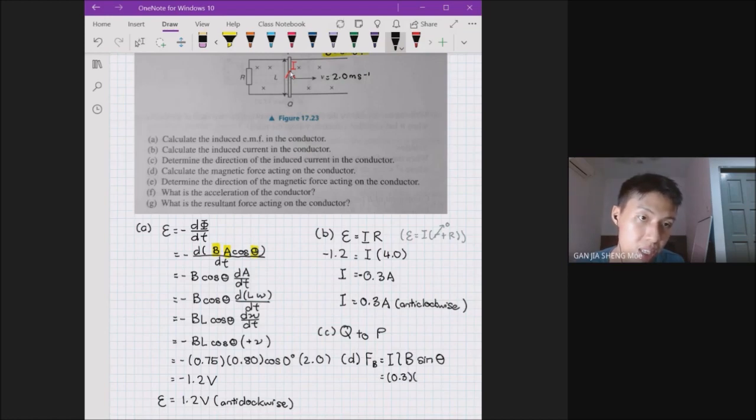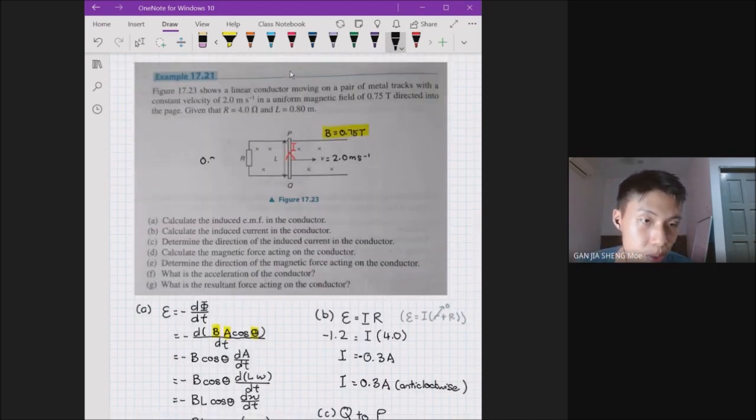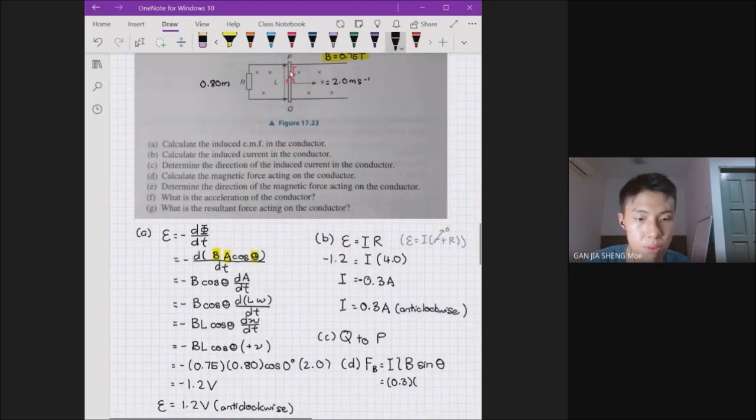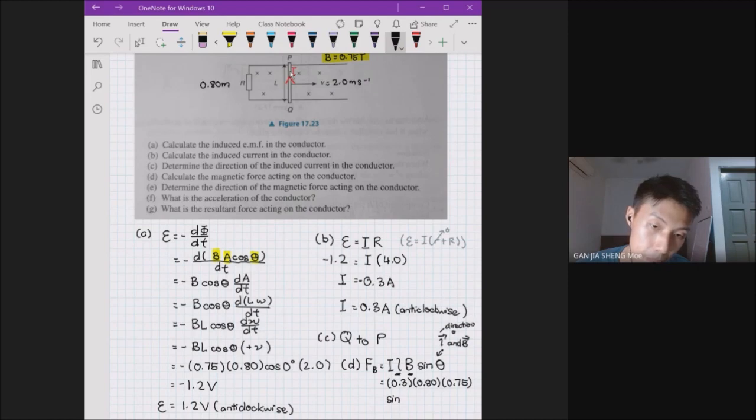The length here, it's how much? Every time I wipe off things that I cannot copy. 0.80 meter. Then the magnetic field is 0.75 Tesla. Then the angle here is the angle between the current and the magnetic field. Because remember, it's L cross B. So this one is between L and B. L is the direction of the current, so the direction of current is flowing upwards.